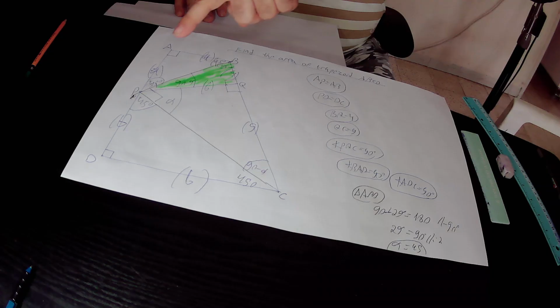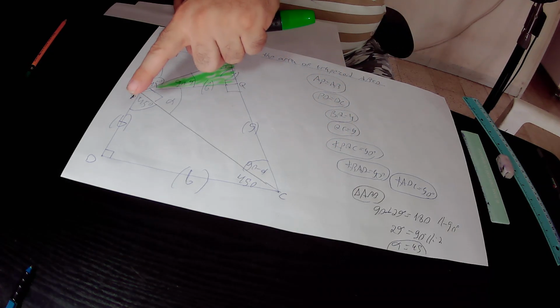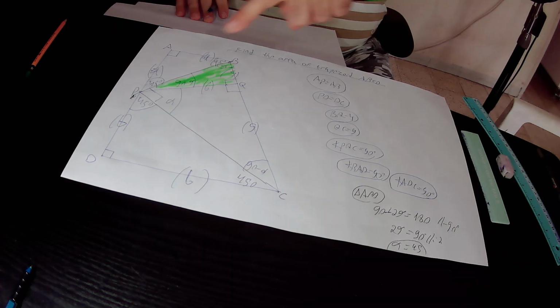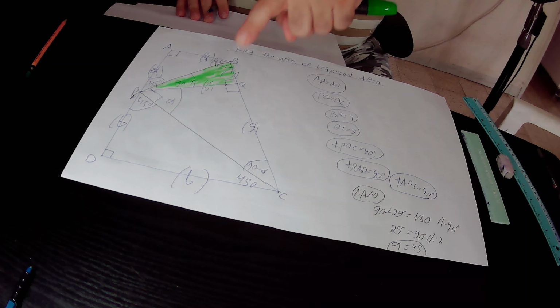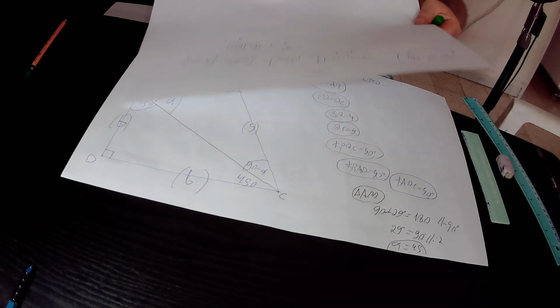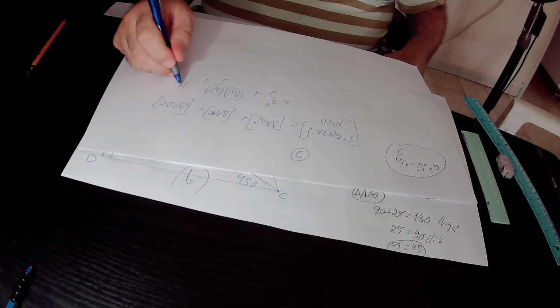So the area of this right triangle PDC equals the base, that is DC, times the height, that is DP, over 2. The base DC is B, and the height DP is also B, divided by 2. So it is B times B over 2, that is actually B squared over 2. So the area of the right triangle PDC is B squared over 2.